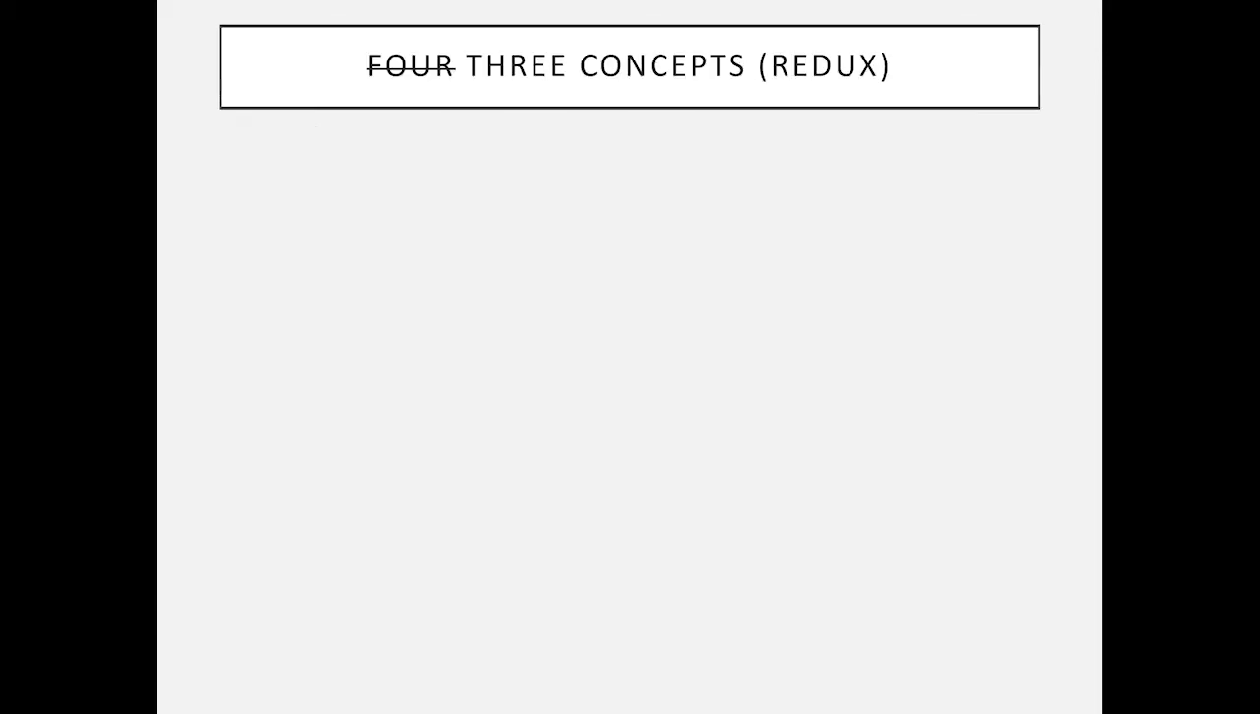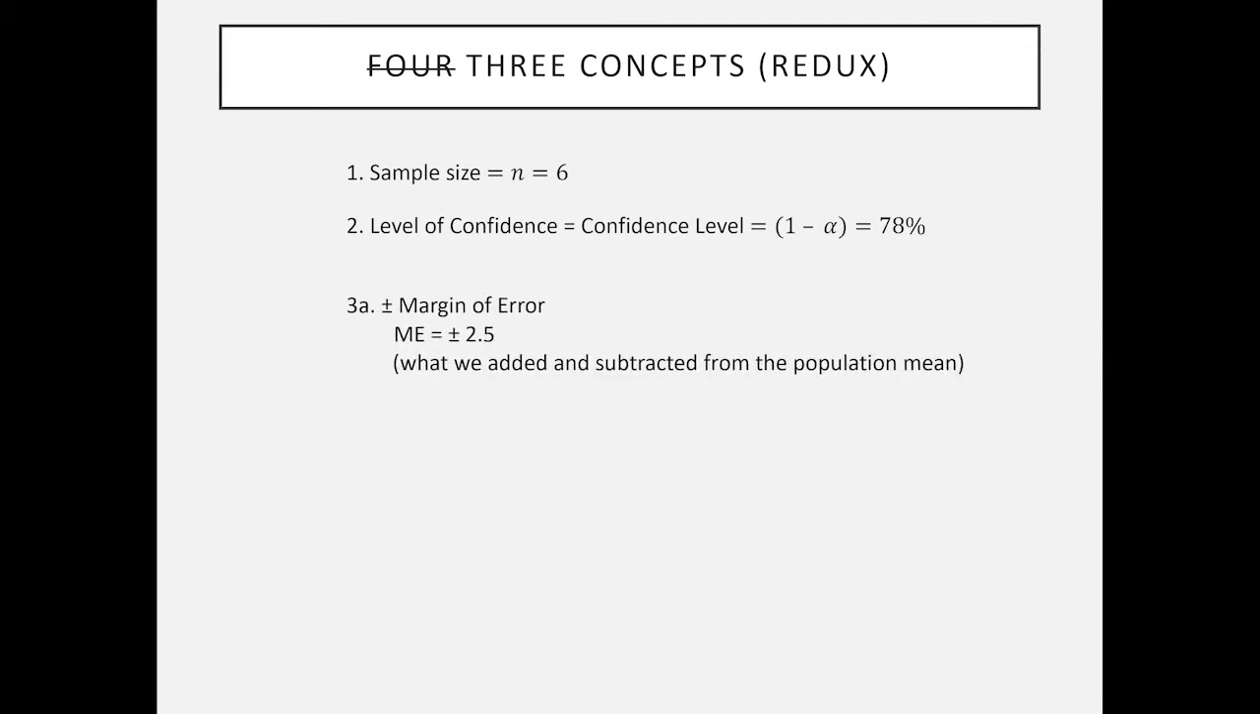Now, based on this, we can now present the 4 concepts. Well, actually, there's only 3 concepts. We're going to do them again and go through each one. First one is the sample size. Well, that's 6 students that I stopped. Random choice. Second, the level of confidence. That's the 78%, and I'm going to refer to that as 1 minus alpha, but we'll just call it 78%. That's the chance that the average of the 6 is going to fall between the two bounds.